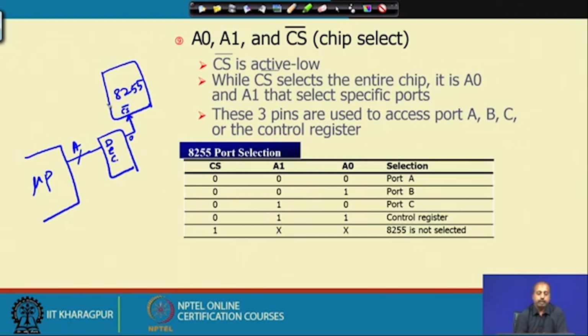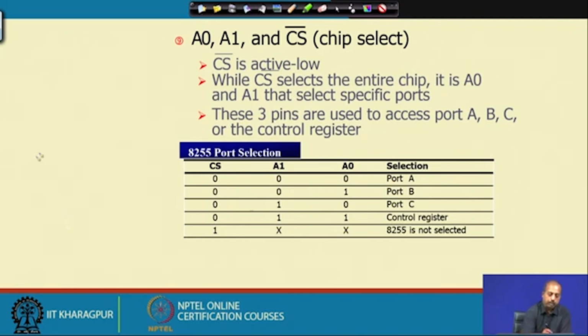The decoder should be programmed in such a fashion that for a particular address bit combination this 8255 will get selected. For a simplistic case, if I do not have this decoder, I can just take the A15 line from this microprocessor and connect it to 8255, maybe through some inverters. Okay, let me draw a fresh diagram. This is the processor and this is the 8255.